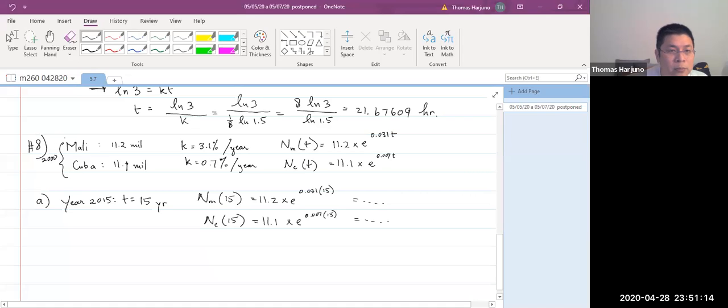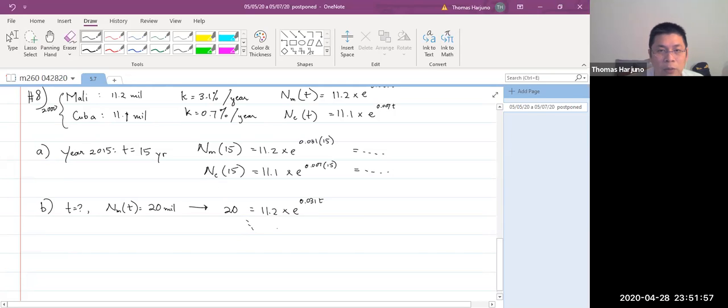Now part B. When might the population of Mali reach 20 million? Find t such that N_M of t equals 20 million. Then 20 equals 11.2 times e to the 0.031t. We need to solve this equation. Fast forward, you will see t equals the natural log of 20 over 11.2, divided by 0.031. Then you use your calculator.